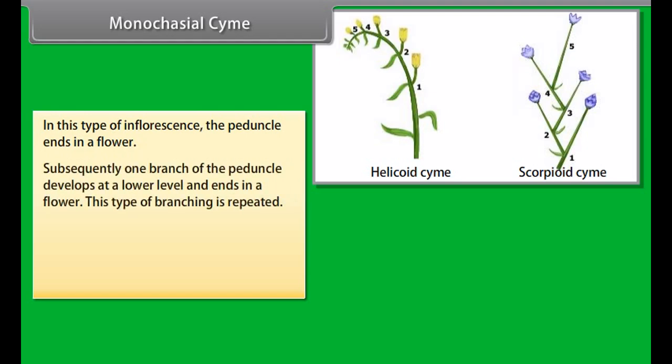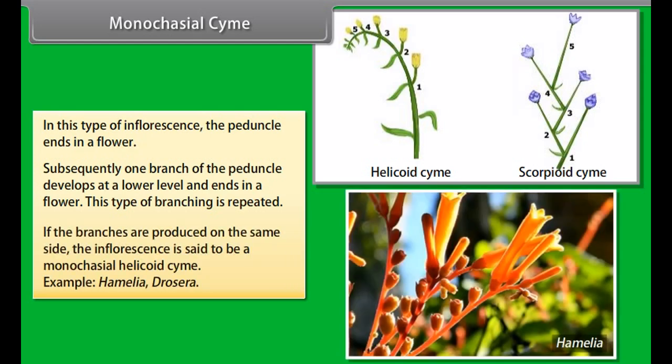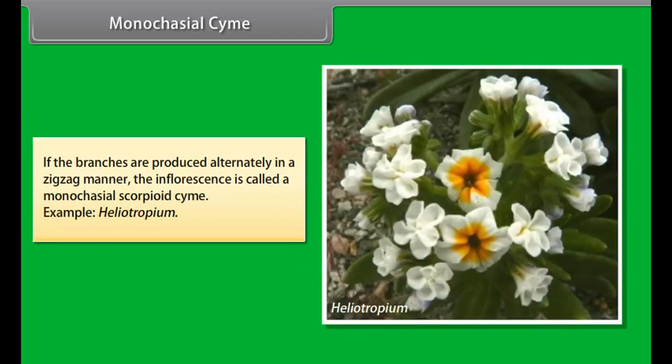Subsequently, one branch of the peduncle develops at a lower level and ends in a flower. This type of branching is repeated. If the branches are produced on the same side, the inflorescence is said to be a monochasial helicoid cyme. Example, Hamelia, Drosera. If the branches are produced alternately in a zigzag manner, the inflorescence is called a monochasial scorpioid cyme. Example, Heliotropium.